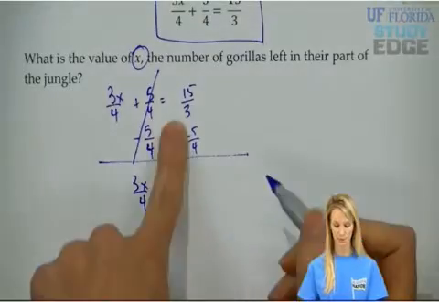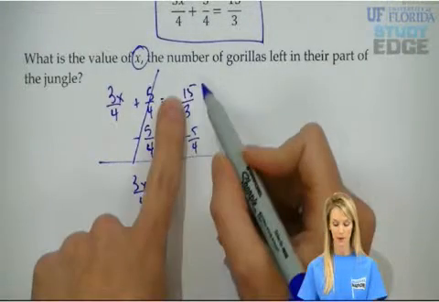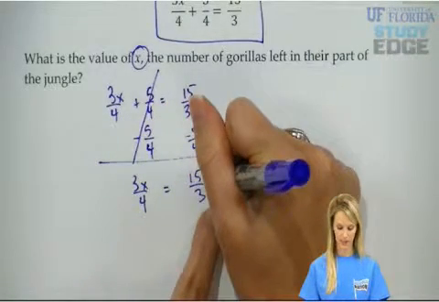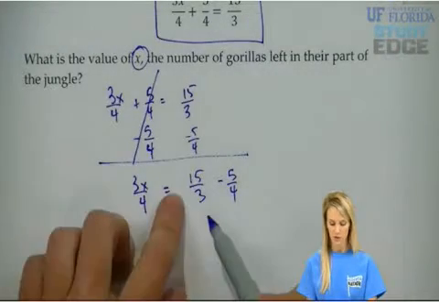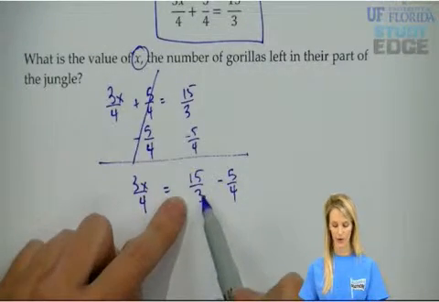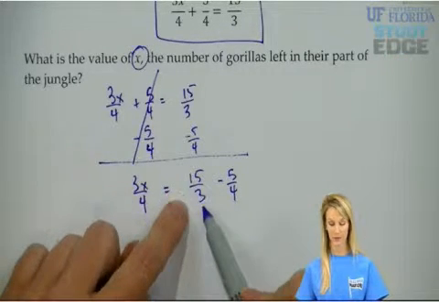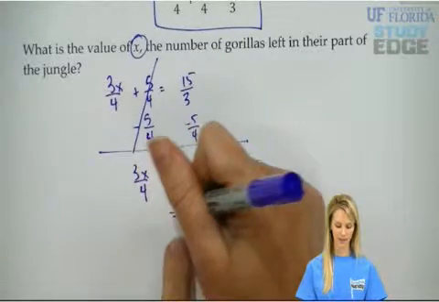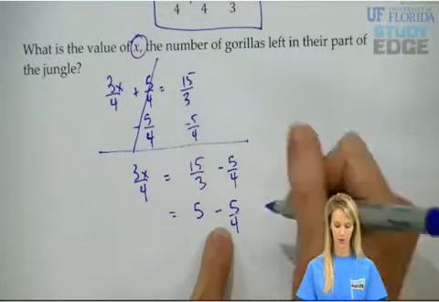Well, that's equal to what? 15 thirds minus 5 over 4. Let's see how we can do this. First off, when I look at 15 thirds, 15 divided by 3, does 3 go into 15? Yeah, 15 divided by 3 is 5. So let's rewrite it like that. 5 minus 5 over 4.